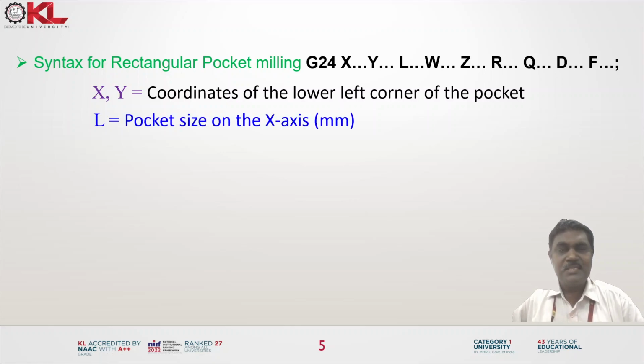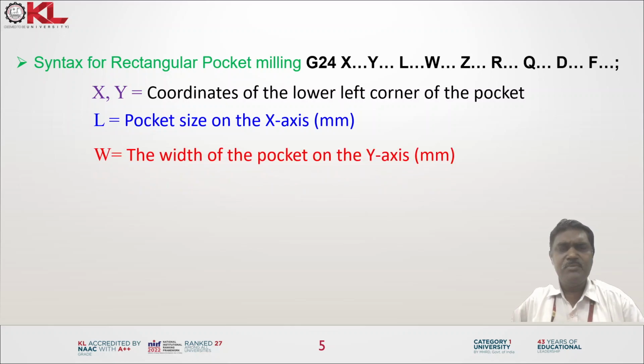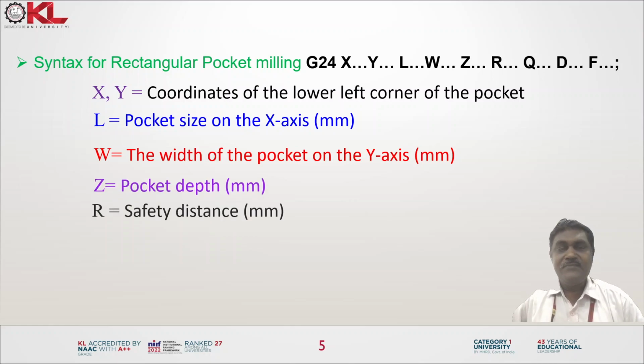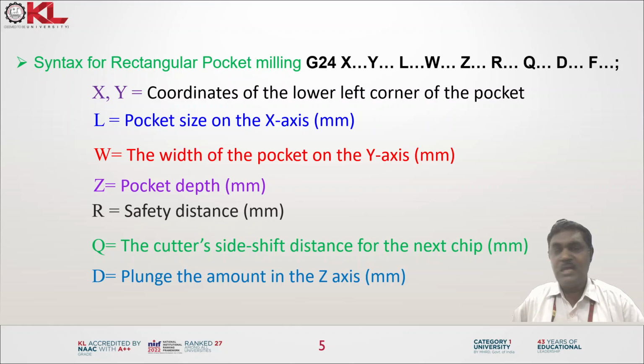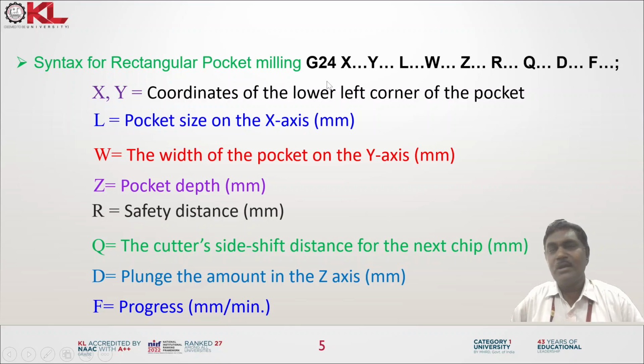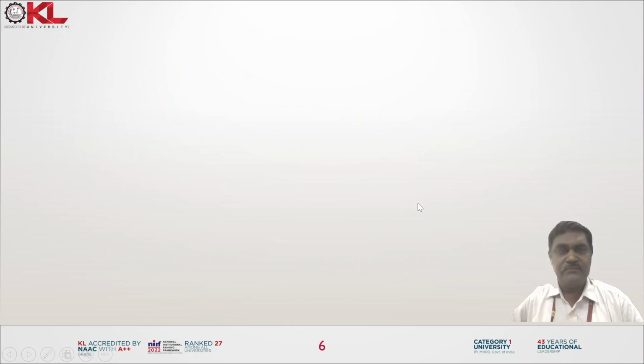L is the pocket size on the x-axis in mm, and W is the width of the pocket on the y-axis in mm. Z is the pocket depth in mm, and R is the safety distance in mm. Q is the cutter side shift distance for the next pass, and D is the plunge amount in the Z axis, and F is the feed in mm per minute. So this is the cycle mainly used for pocket milling: G24 X Y L W Z R Q D F.